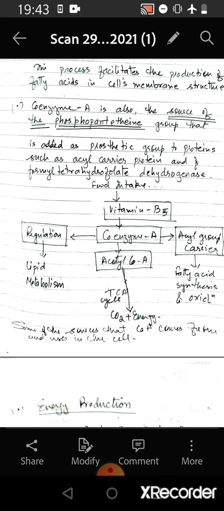So if we see the plan, then we see that vitamin B5 is the precursor of coenzyme A and it functions in three ways. In the one way, it forms an acyl group carrier and takes part in fatty acid synthesis and oxidation. In the second manner, it forms acetyl-CoA derivative and takes part in the citric acid cycle and produces energy. In the third manner, it behaves as a regulator in lipid metabolism.